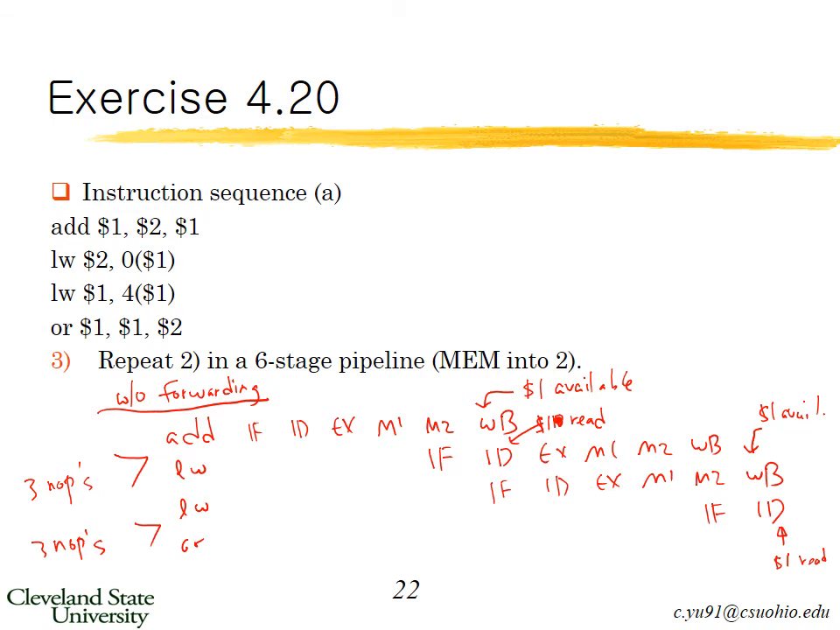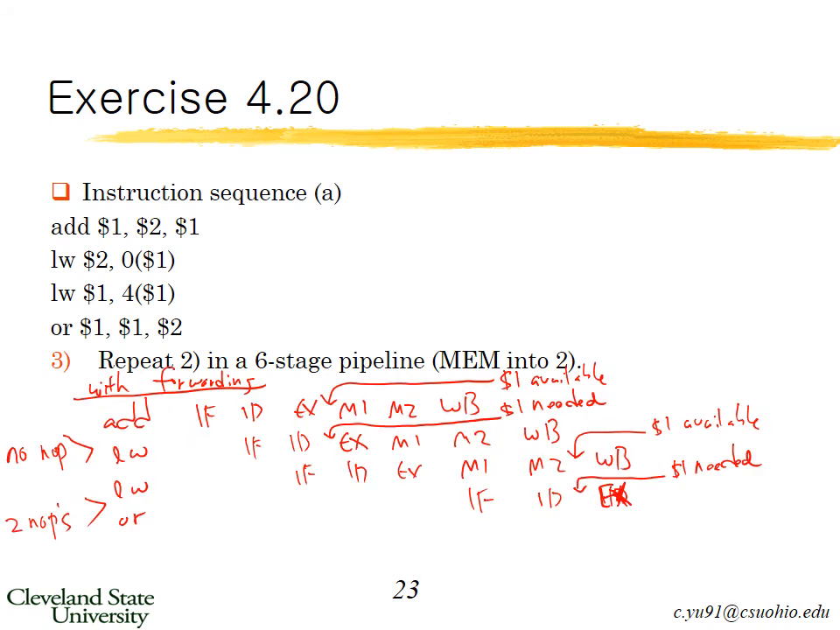The number 3, in case of a 6-stage pipeline architecture, without the forwarding, what happens is that for the addition instruction, register number 1 is written back at the write back stage. On the other hand, the following load word instruction reads register number 1 at the ID stage, and therefore you need 3 no operations between those 2. And the second load word instruction and OR instruction, likewise, it is written at the write back stage and read at the ID stage. You also need 3 no operations between those 2.